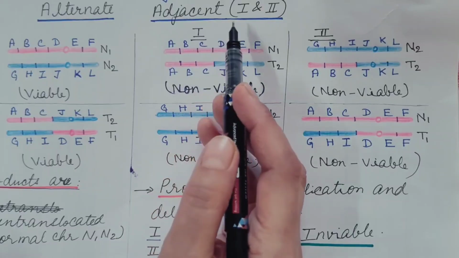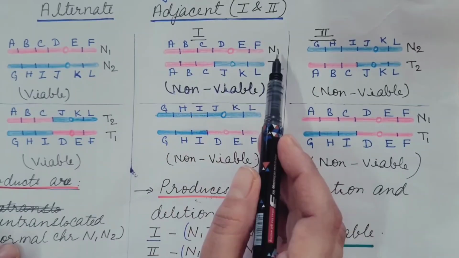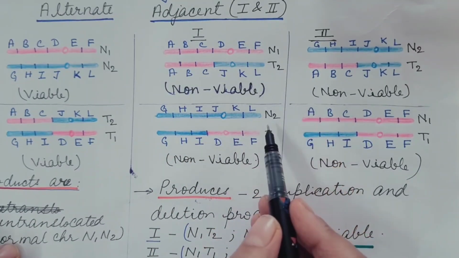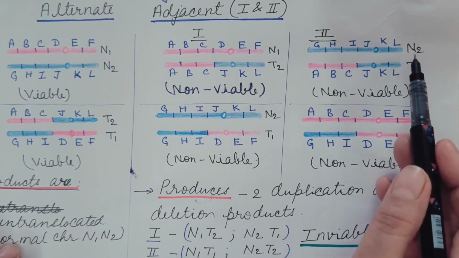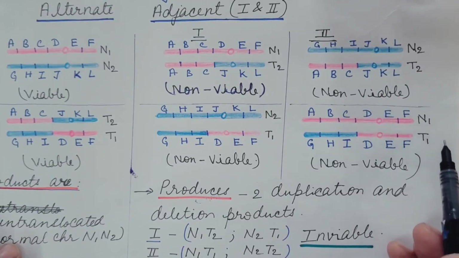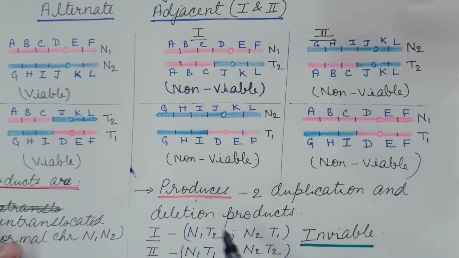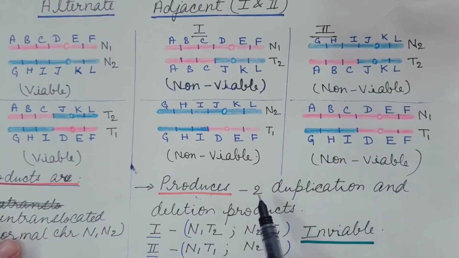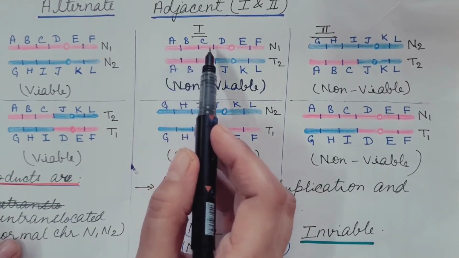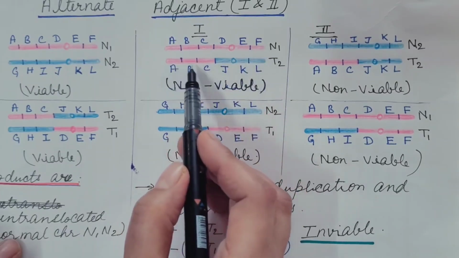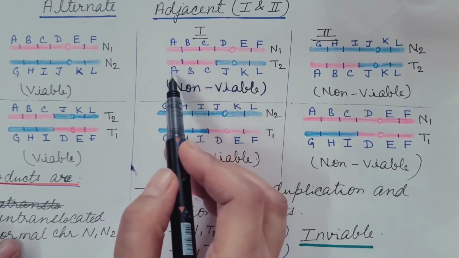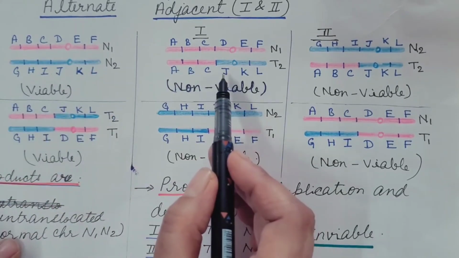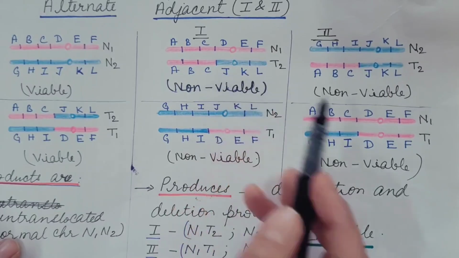Now in adjacent segregation, in adjacent 1 one gamete consists of N1 T2 and the second consists of N2 T1. In adjacent 2, one gamete has N2 T2 and the other has N1 T1. And all the gametes have duplication and deletion products. If we see here, N1 has A, B, C, D, E, F, T2 has A, B, C, J, K, L. Here ABC is in duplicated form. GHI is not present, and JKL is present.